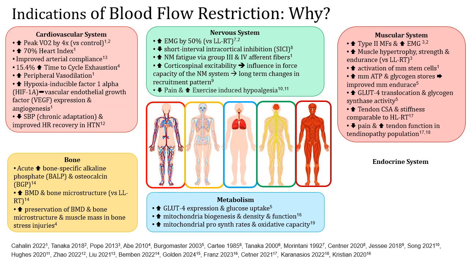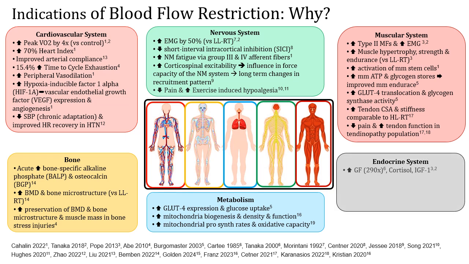decreases pain and increases tendon function in tendinopathies. And then finally, in the endocrine system, which really affects all the other 5 systems that we've discussed, with the application of blood flow restriction training, particularly with resistance training, but we can certainly see an increase during aerobic exercise as well, growth factor increases by 290 times within an acute response.